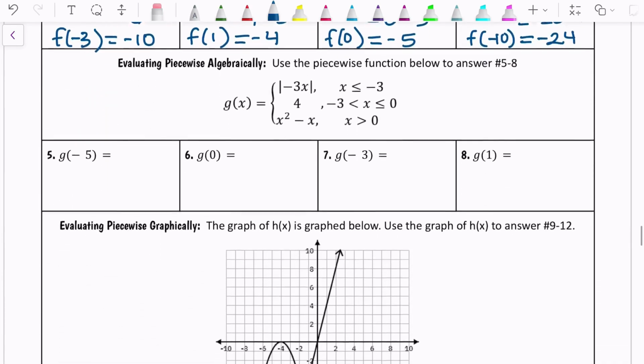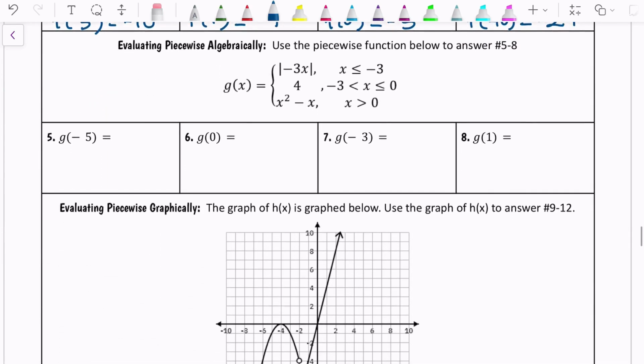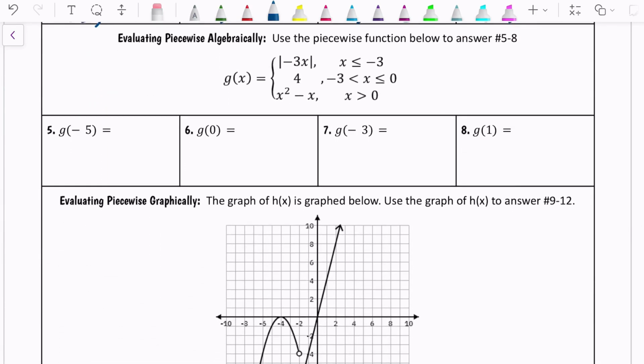Let's try another example. This piecewise function has 3 pieces or 3 rules and 3 different spots where you use those rules, or restricted domains. So my function itself is g of x, and I'm going to use the absolute value of negative 3x for x less than or equal to negative 3. The answer is 4 when it's between negative 3 and 0. And then I'm going to use the bottom equation, x squared take away x, when x is greater than 0.